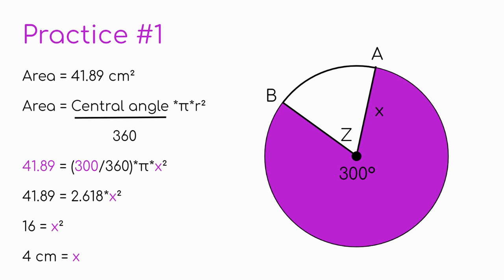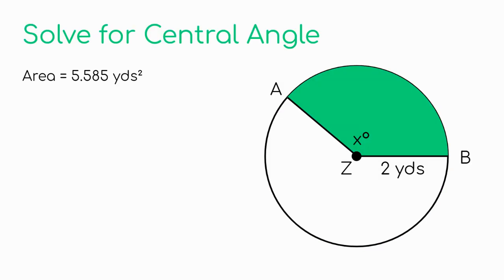This is similar to arc length. The only difference is that you have to remember to square root at the end. Our last step. So that was solving for the radius. Now we're going to solve for the central angle. And the central angle is going to be almost exactly like arc length.